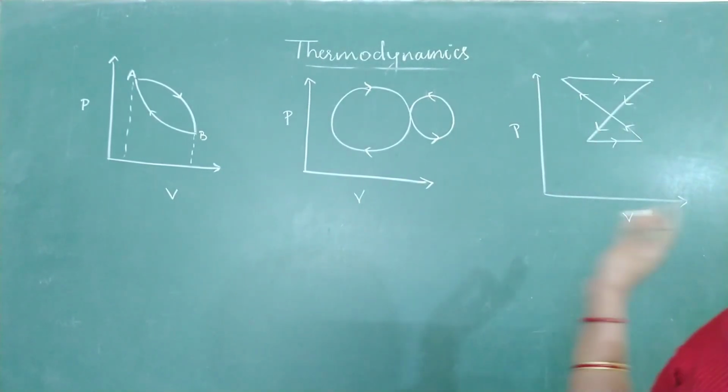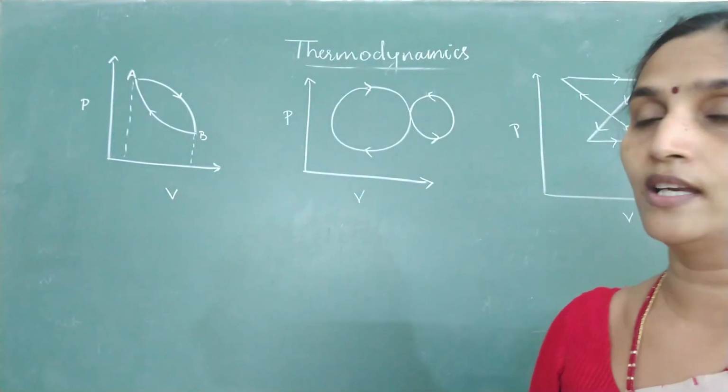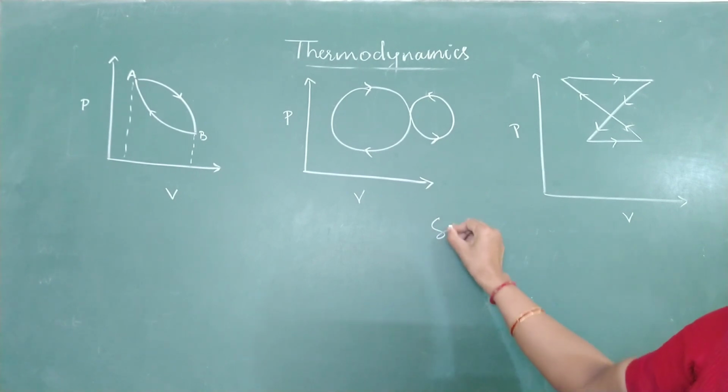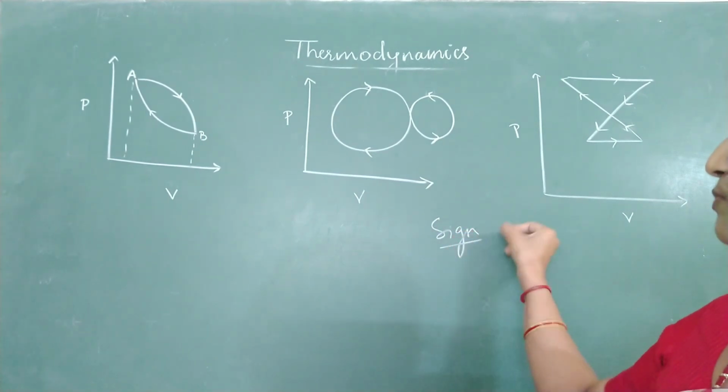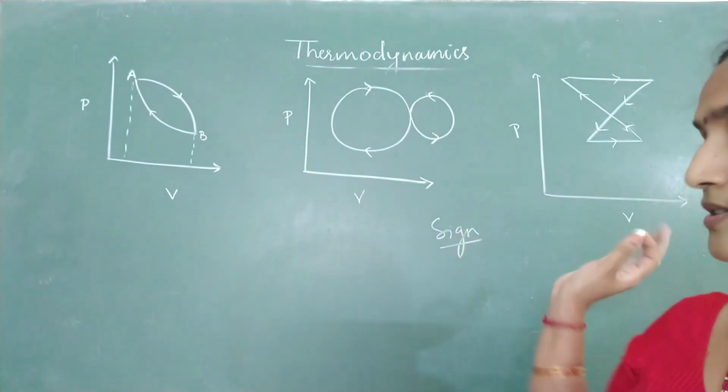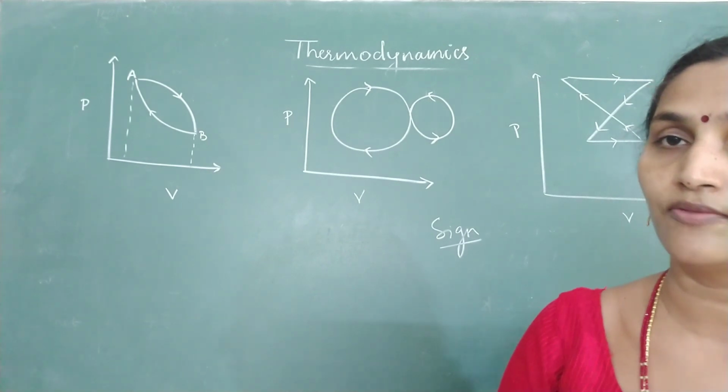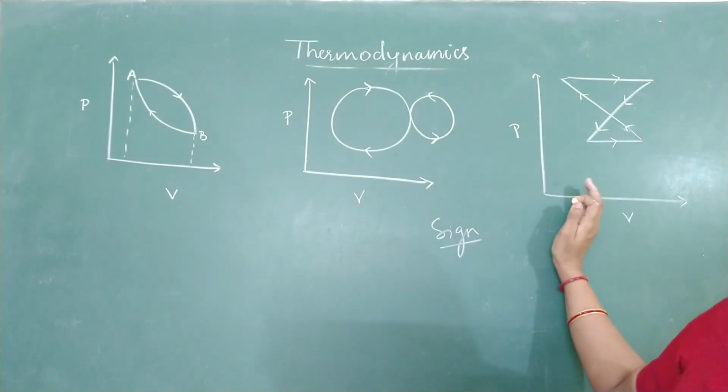Okay, now come to this set of questions. Here the question is to give the sign of work done, only the sign, whether it is positive or negative, from the given 3 graphs. Then how will you identify? Okay, let's go from the last question.